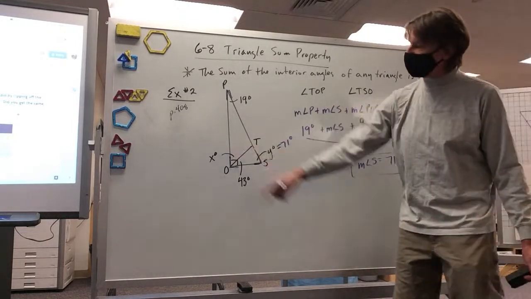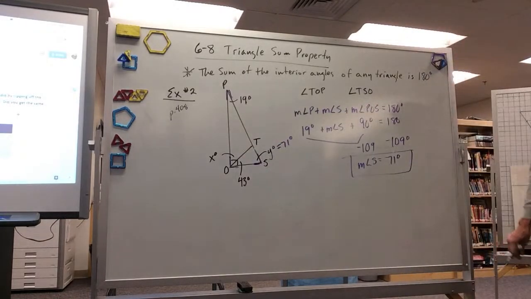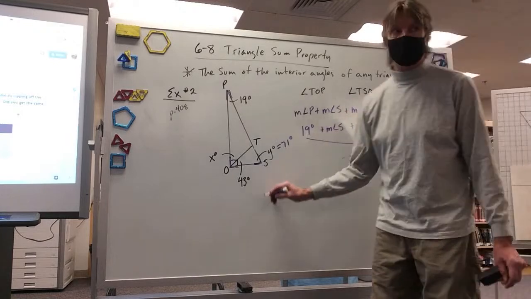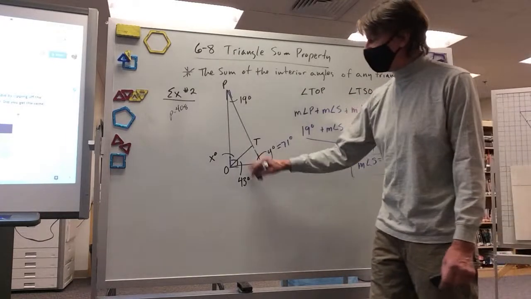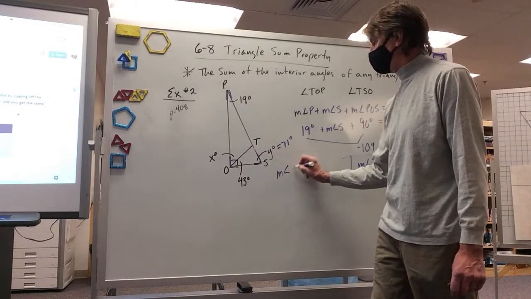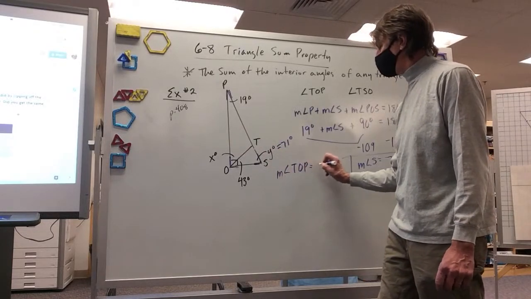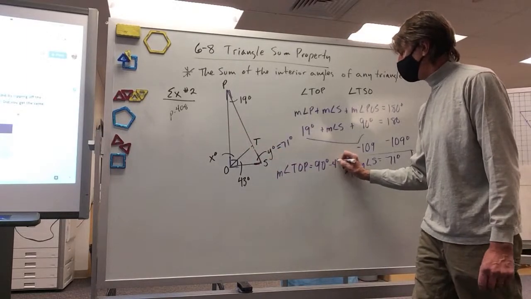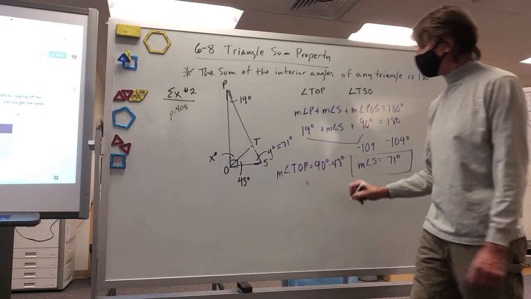How do you get angle X? The POT or TOP. What do you do? 90 minus 43. So the measure of angle TOP is 90 because these two add up. Subtract 43. How much is that?